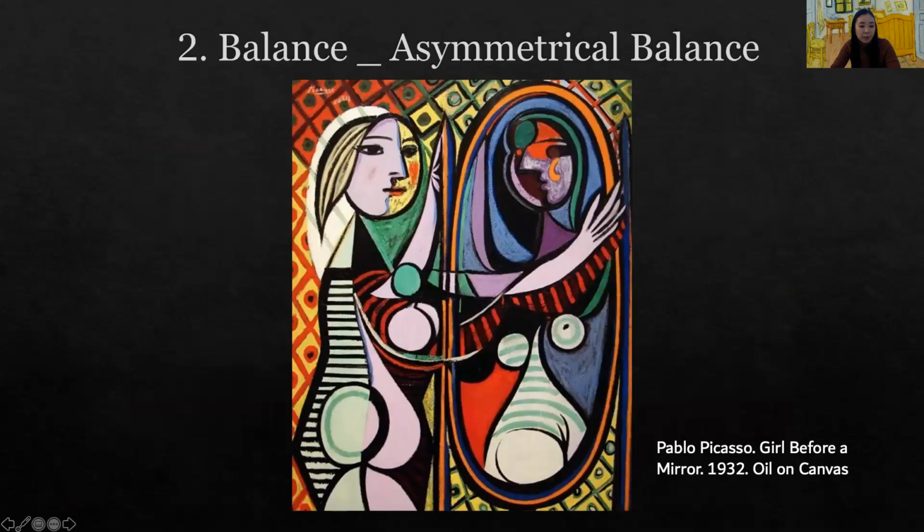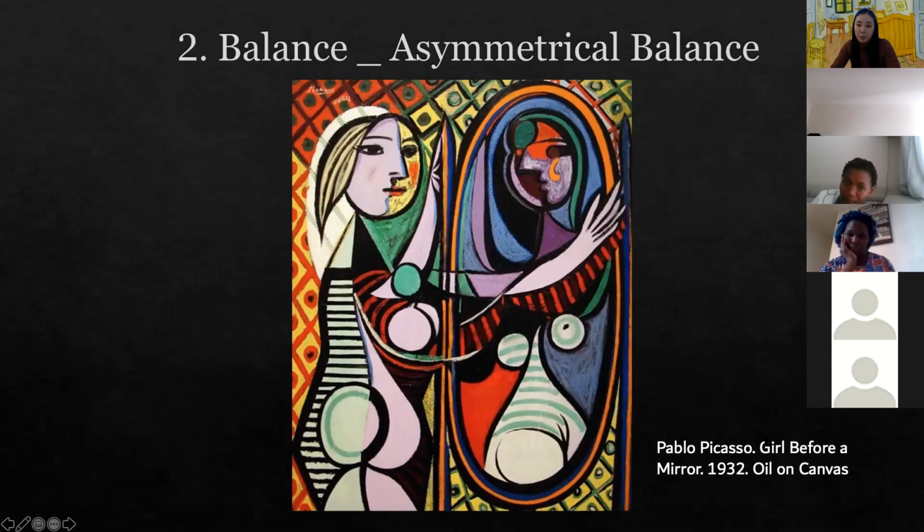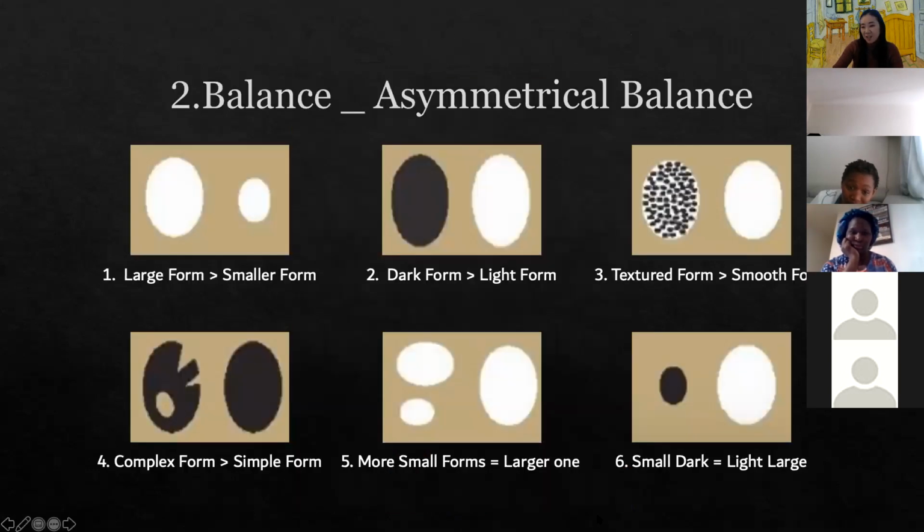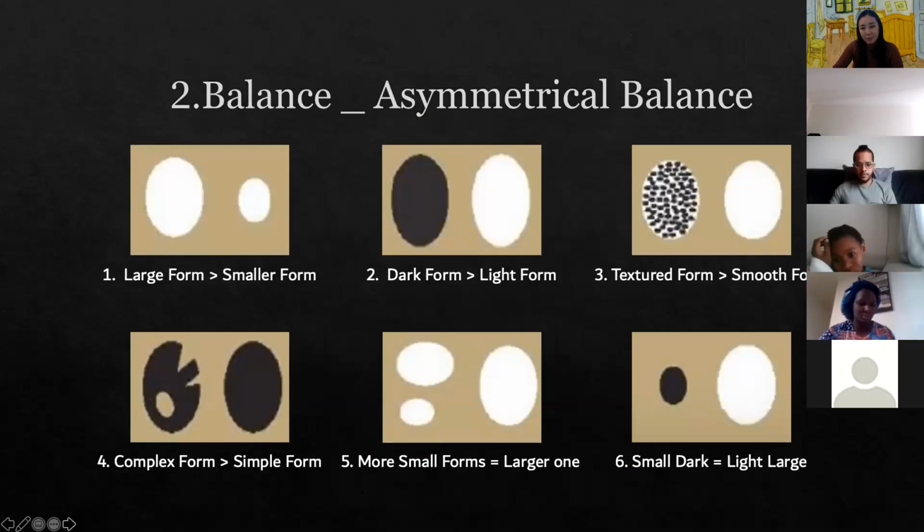So this is Pablo Picasso's painting, Girl Before a Mirror, in 1932. Can you guess which type of asymmetrical balance Pablo Picasso used in this painting? Let me show you the options again. So there are 6 options like this. Dark form, light form. Number 2.